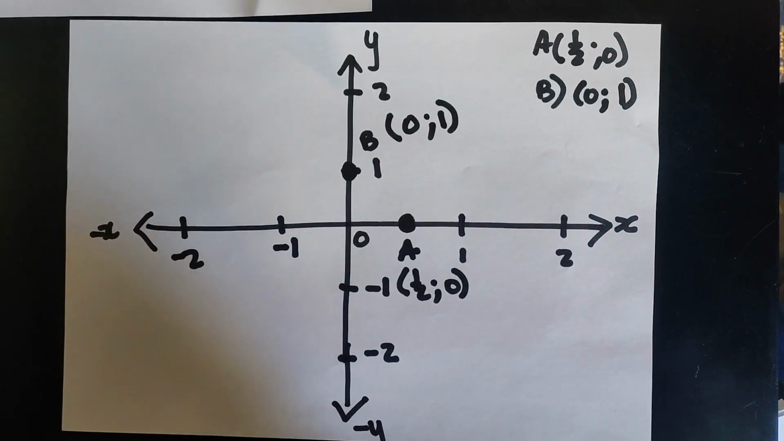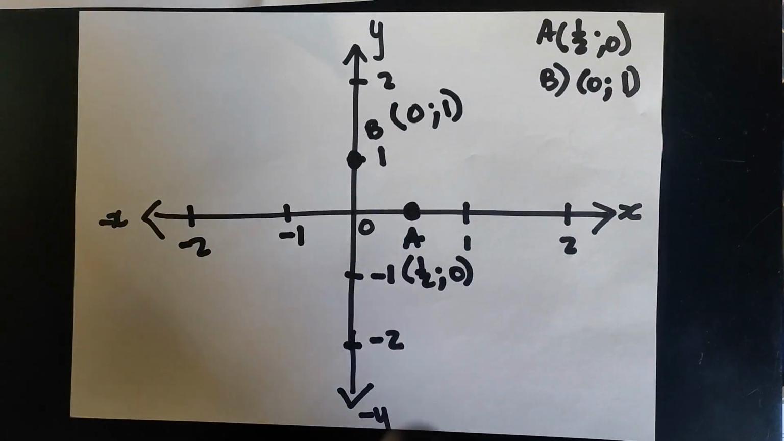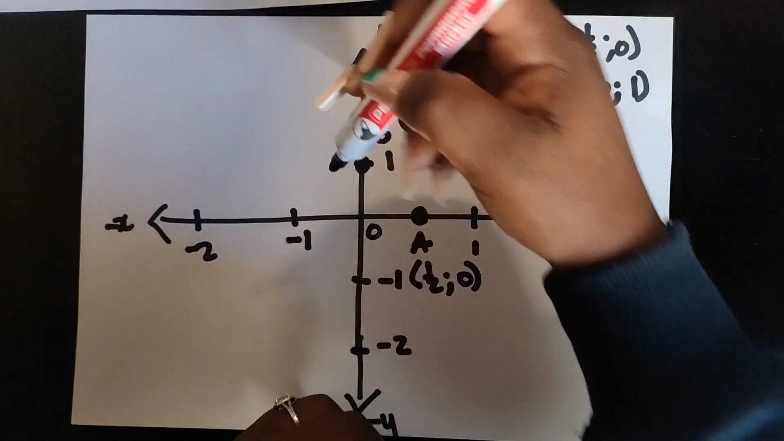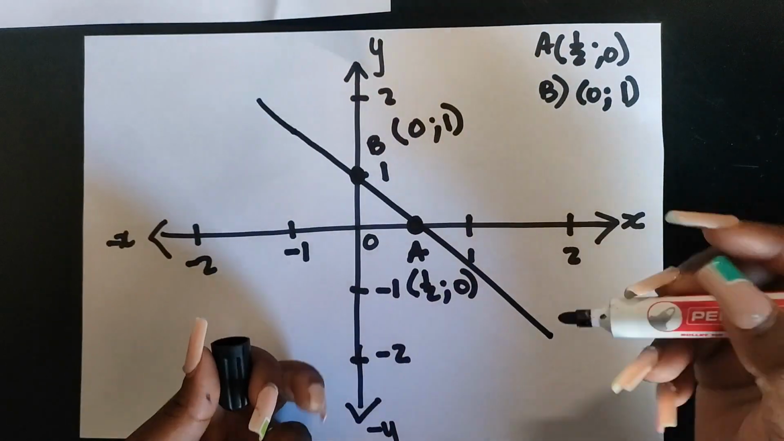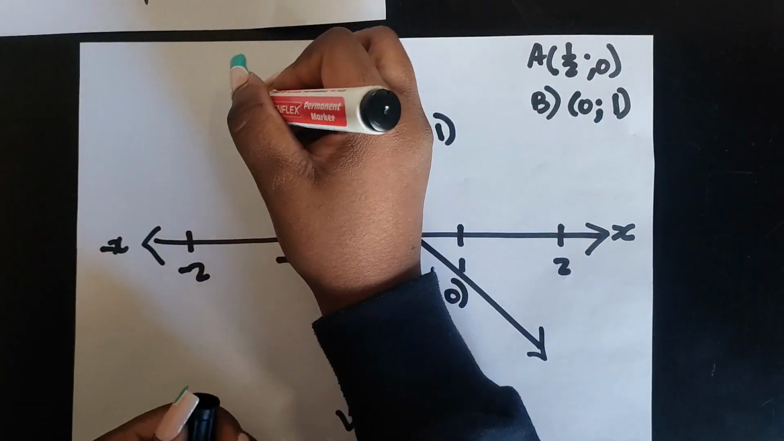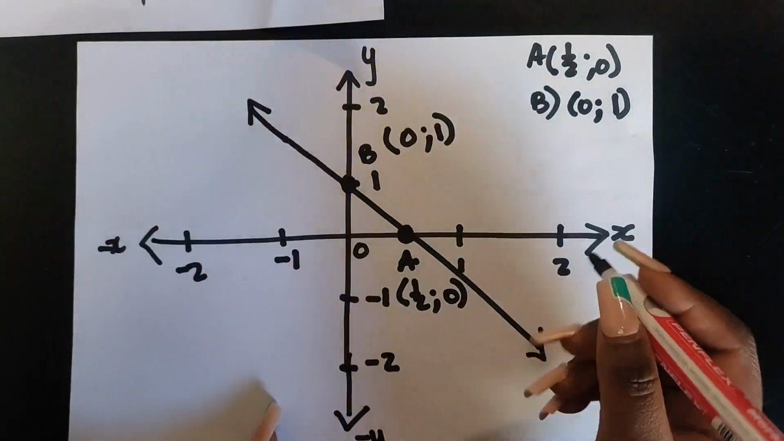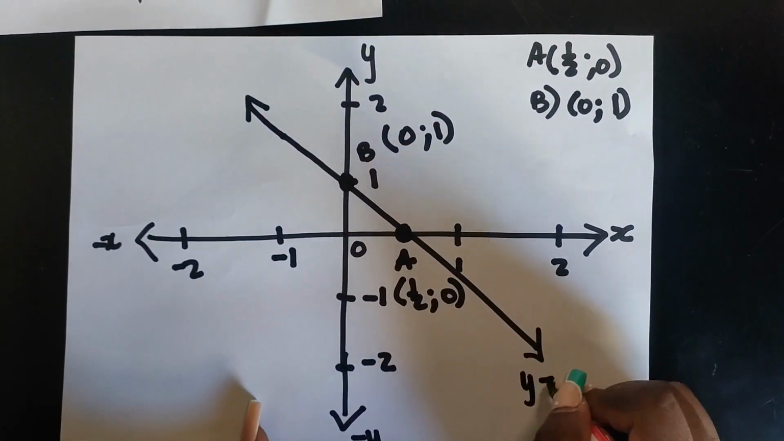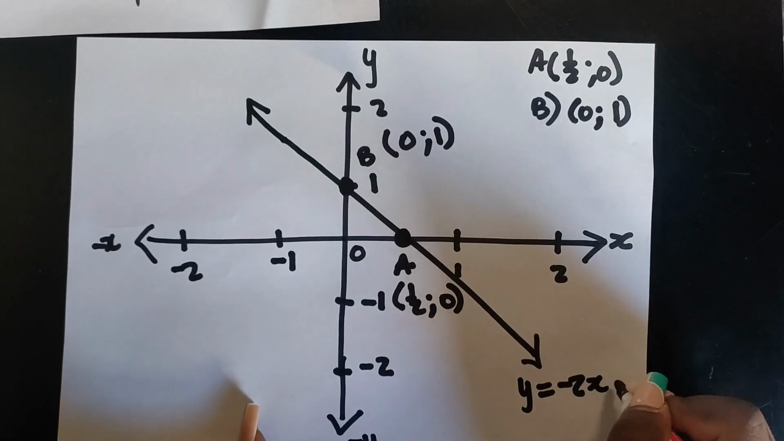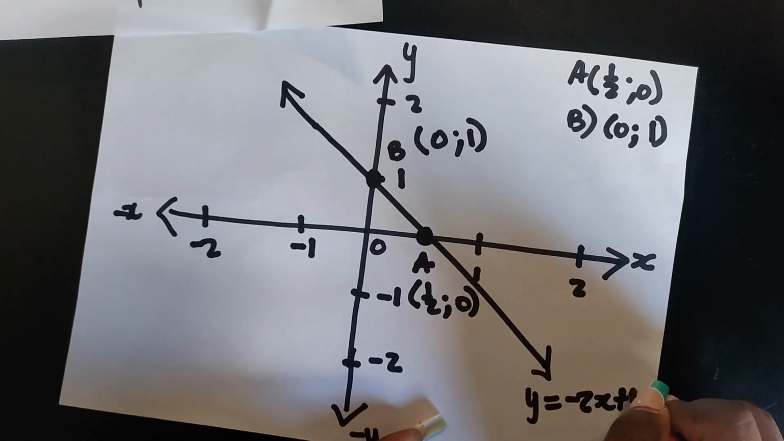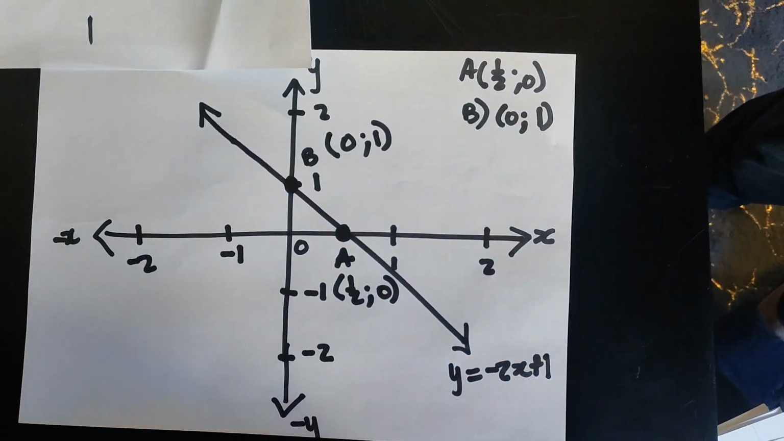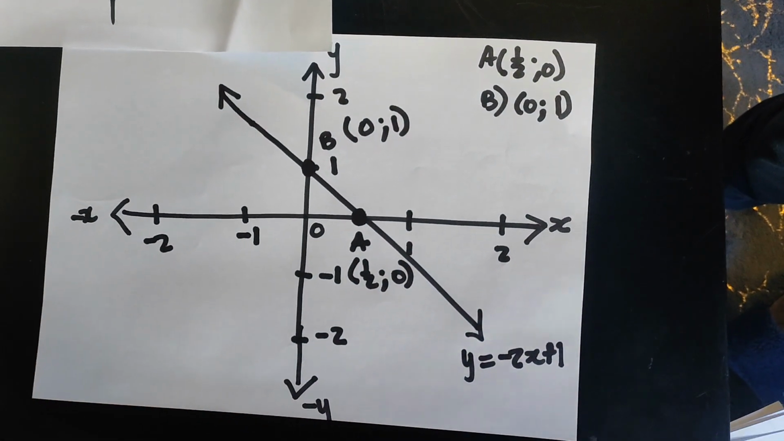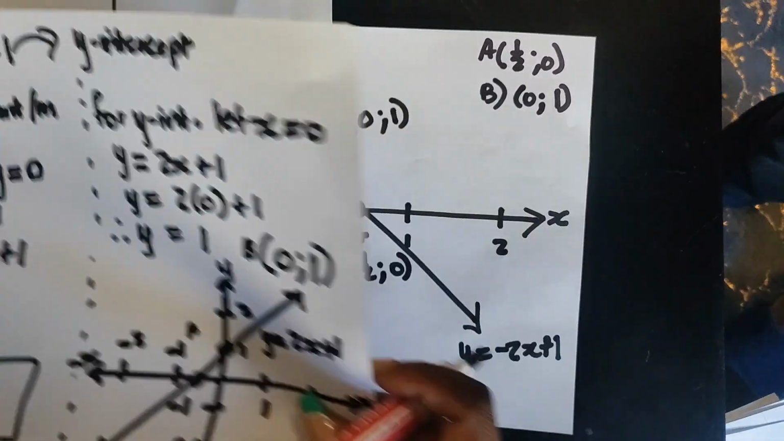So our gradient is negative, like I said, and we're expecting our graph to go something like this. So let's now join here, right? And then now we have our graph, which is y is equal to -2x plus 1.